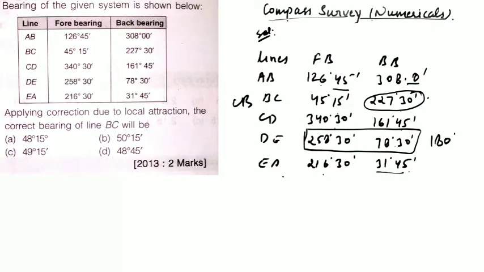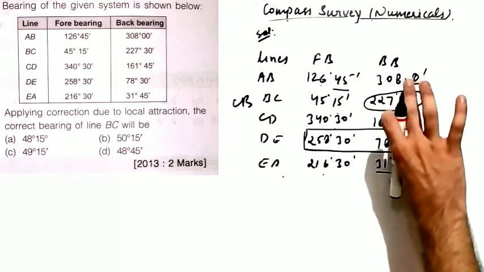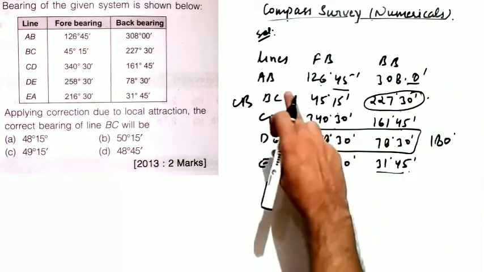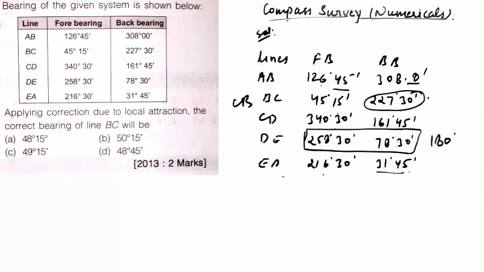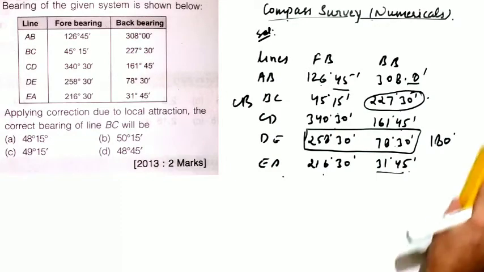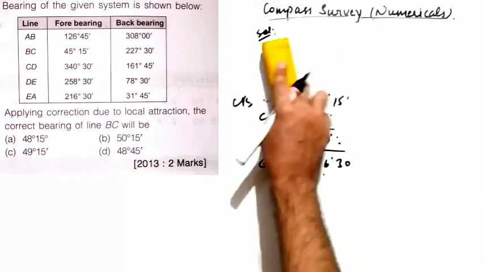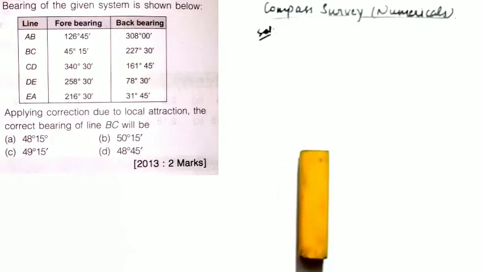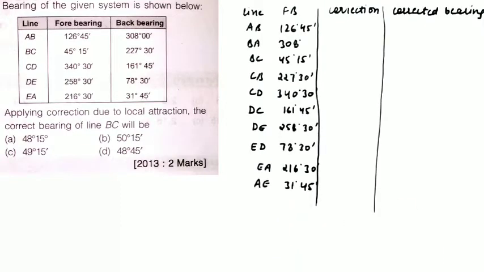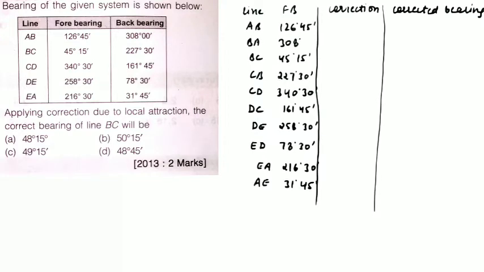So what do we do in the second step? We convert all these angles in terms of fore bearings, and these back bearings are also written in terms of fore bearings, and these lines are inverted for these respective fore bearings. Let us start now the second step. Now you can see I have mentioned all the lines along with their fore bearings.